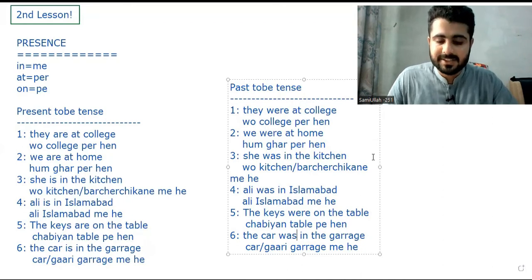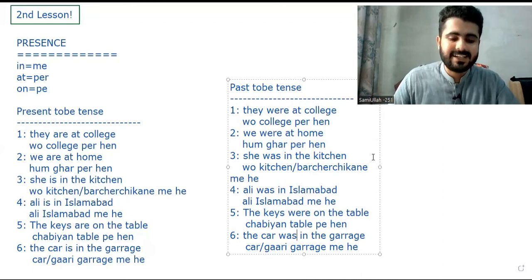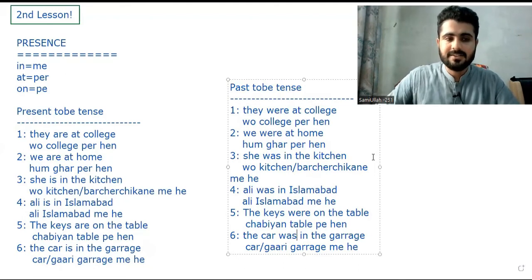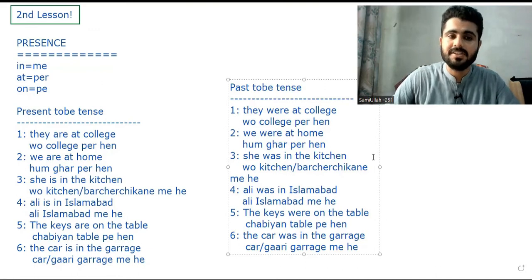Always keep in mind one thing. Whenever the sentence and the structure are the same, you're only changing the time. Sentence same, you're only changing time from present to past. Look at the present section. They are at college. Right now they are at college. Look at the past. They were at college. Everything is same. Only you're changing time.